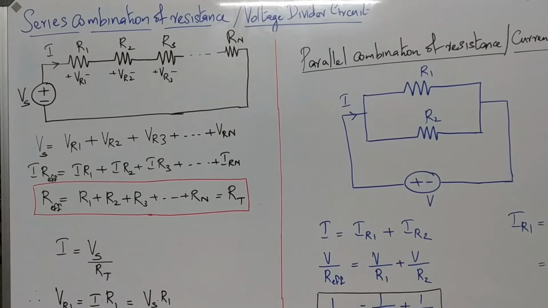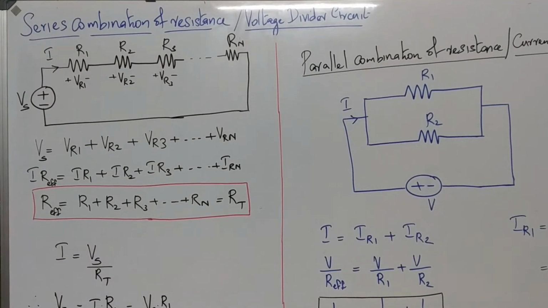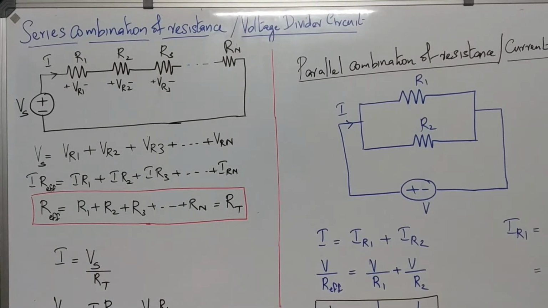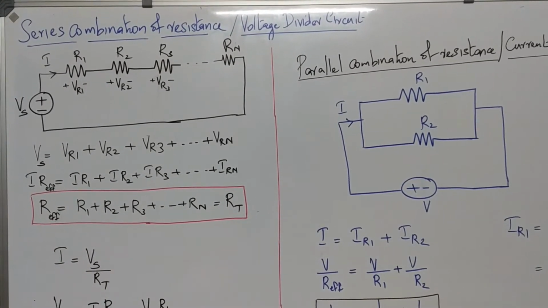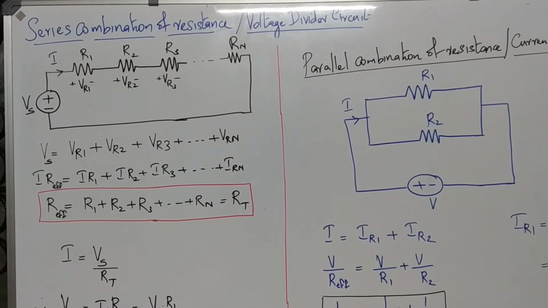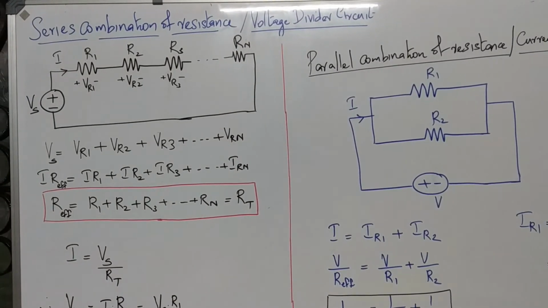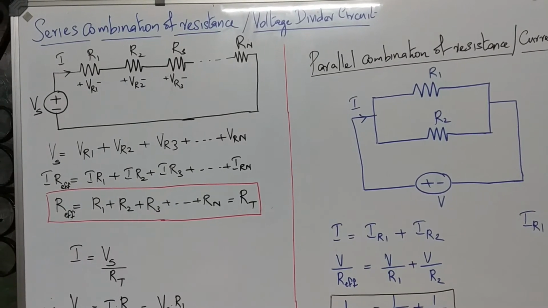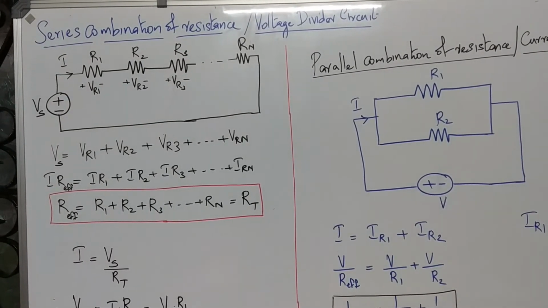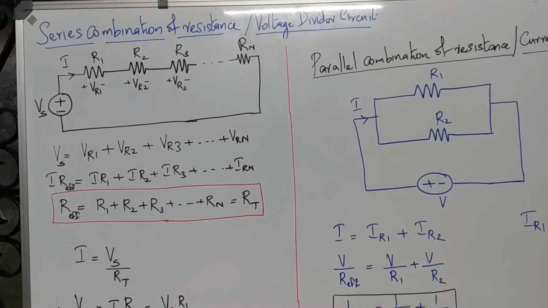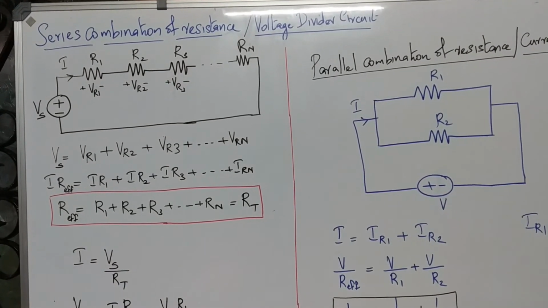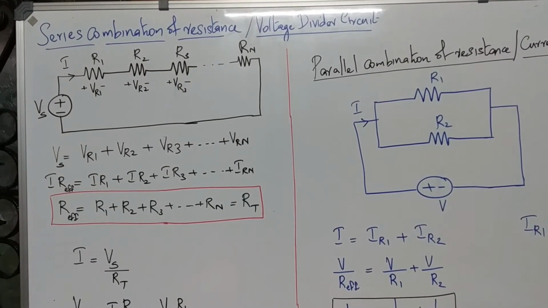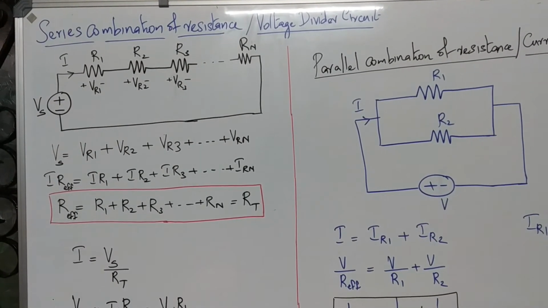So we can see that when many resistors are connected in series, the same current will be flowing through all the resistors, and the total voltage will divide among the different resistors depending on the resistor value. So the value of VR1, VR2, etc., VRN will depend on the value of the particular resistor. The more the value of the resistor, the more will be the amount of drop across that particular resistor.